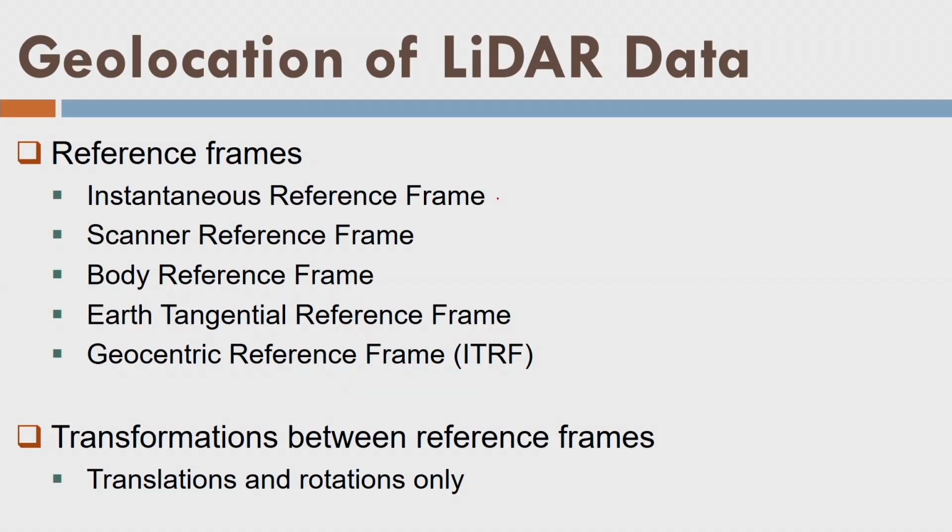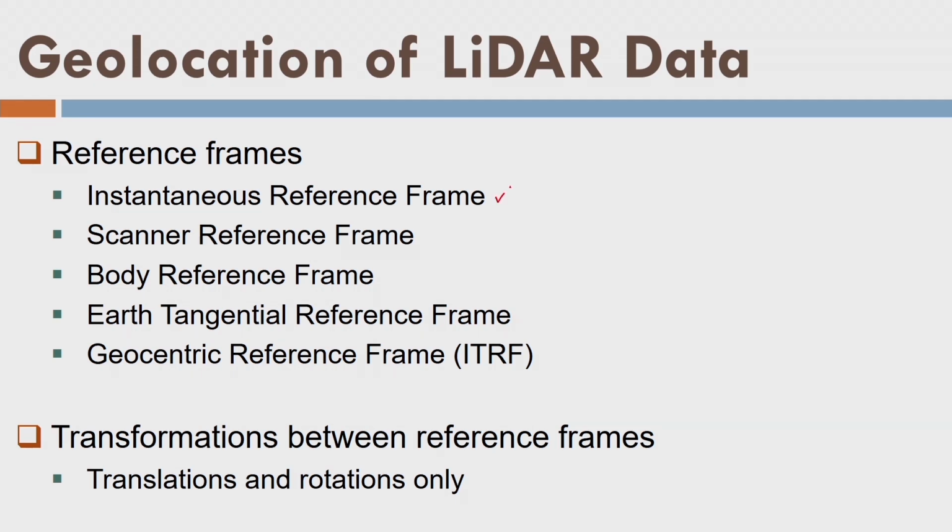Now in order to understand the geolocation process, we need to define some reference frames. So we have 5 reference frames, and that will connect the basic measurement of the laser pulse to the ITRF reference frame. First is instantaneous reference frame, then we have scanner reference frame, then we have body reference frame, earth tangential reference frame, and finally geocentric reference frame or international terrestrial reference frame. And we need to only do the translations as well as rotations among these reference frames.